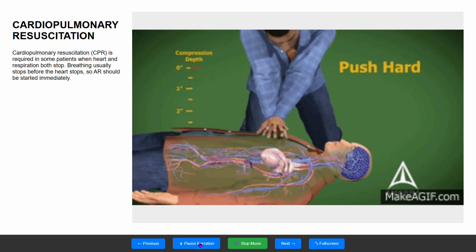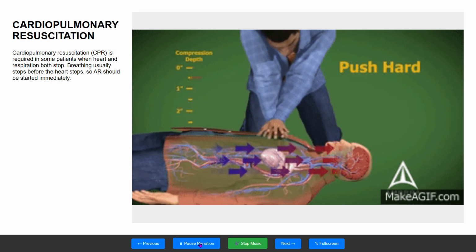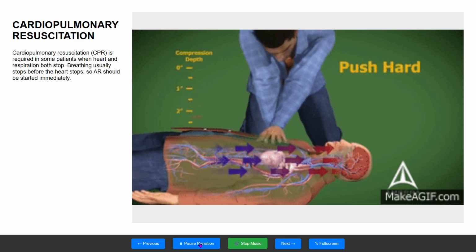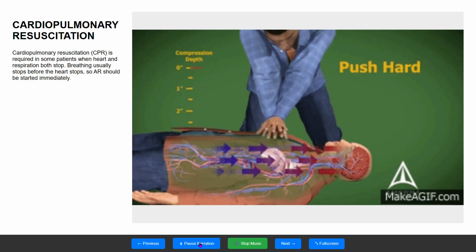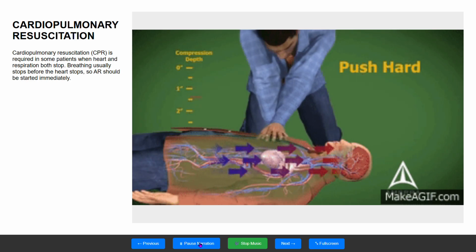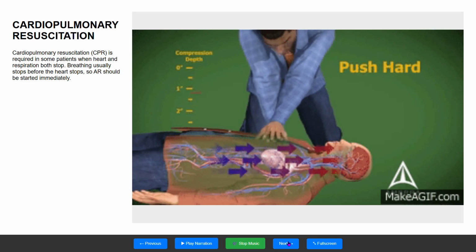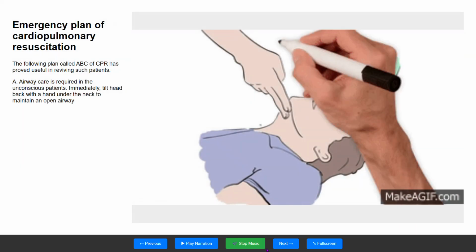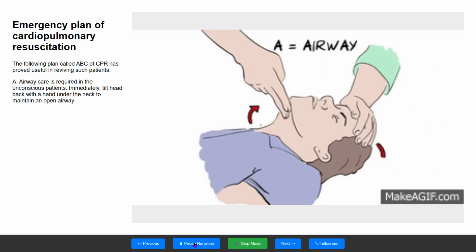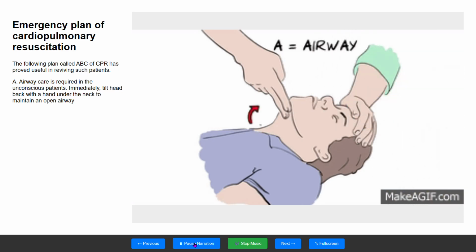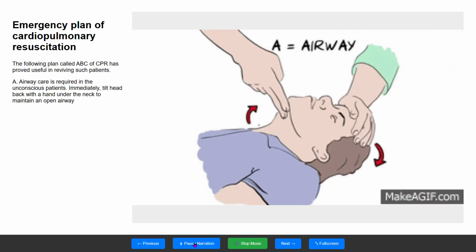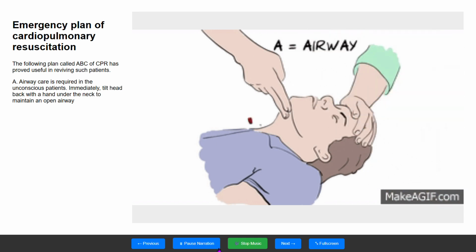Cardiopulmonary resuscitation, CPR, is required in some patients when heart and respiration both stop. Breathing usually stops before the heart stops, so AR should be started immediately. The following plan, called the ABC of CPR, has proved useful in reviving such patients. A. Airway care is required in unconscious patients. Immediately, tilt the head back with the hand under the neck to maintain an open airway.